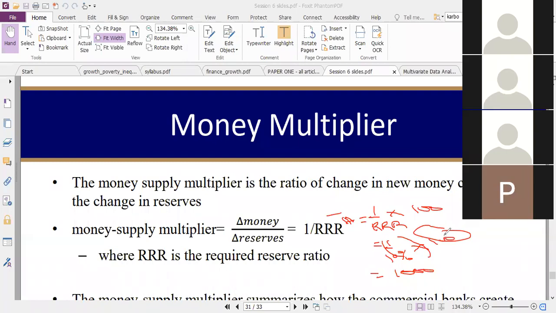So we don't use the change in money over change in reserves. Oh, that's what is here. That's the simplification of this. Because remember, if I have change, I can just take this change out. You get it?